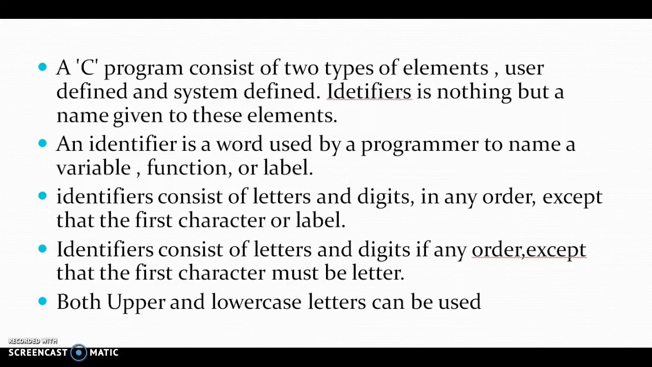C programming consists of two types of elements, user defined and system defined elements. Identifiers are nothing but a name given to the elements. An identifier is also a word used by a programmer to make a variable, function, or label.